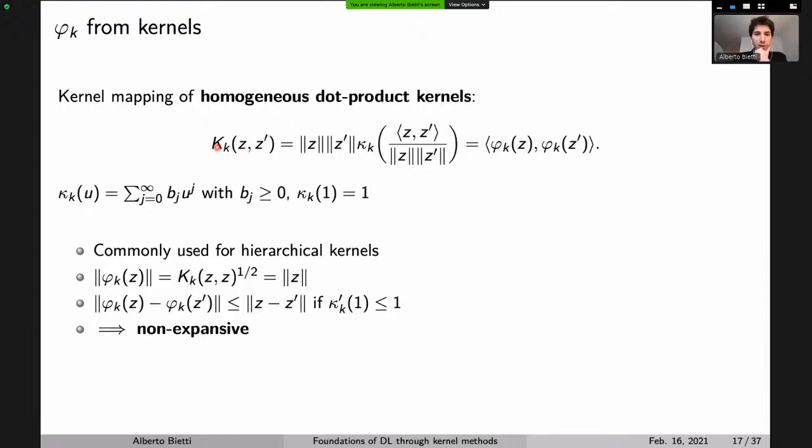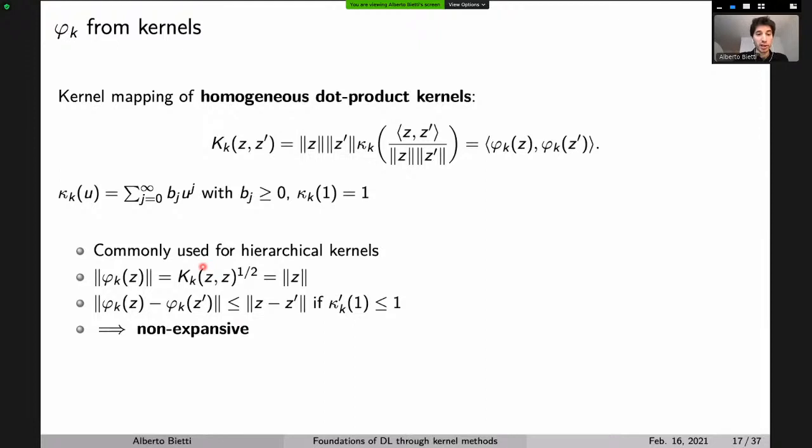Okay, so here each kernel on the patch takes these 2 patches, takes the inner product, normalizes it, and multiplies by the norm outside. And we call phi_k here the kernel mapping. And kappa here is typically of this form, some kind of polynomial, or I guess analytic function, where the b_j's are all positive and they sum to 1. So when you take u equals 1, the sum of b_j's equals 1. It's just a normalization that we can do.